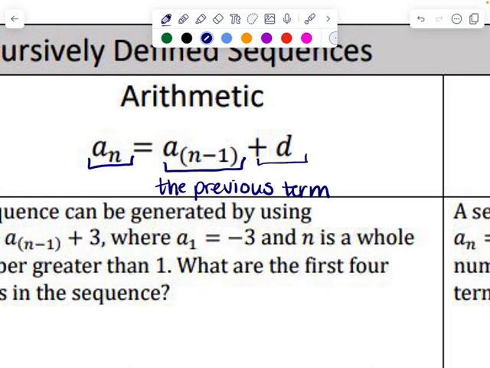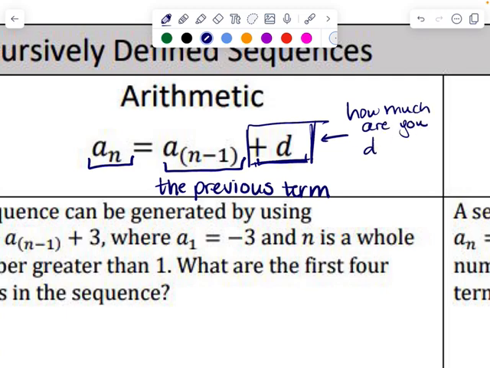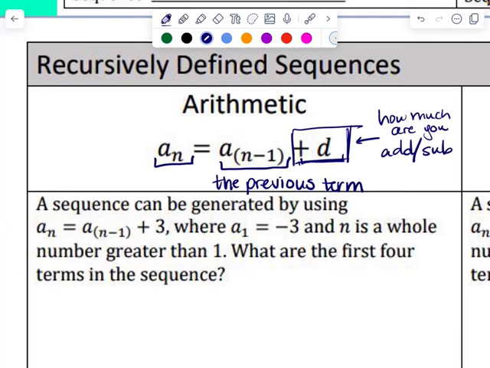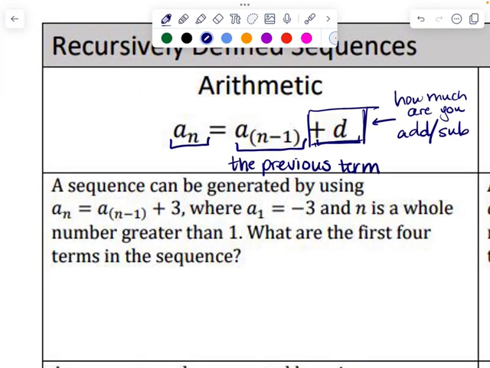So if I'm looking for the second term, I've got to be using the first one plus the difference. This is the really big important part that you want to pay attention to, because this tells you how much you are adding or subtracting.